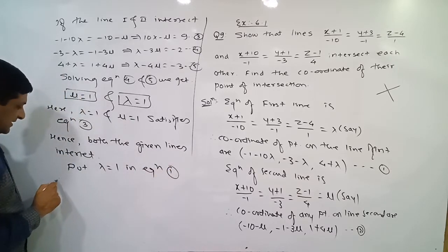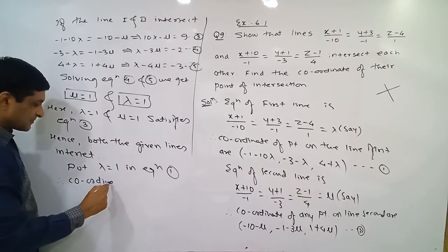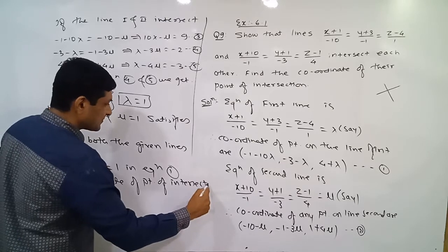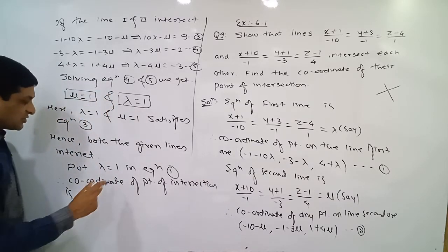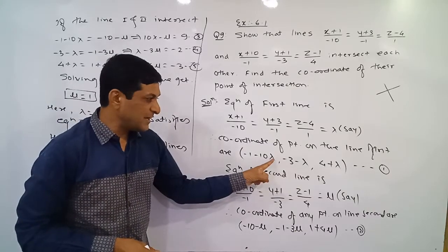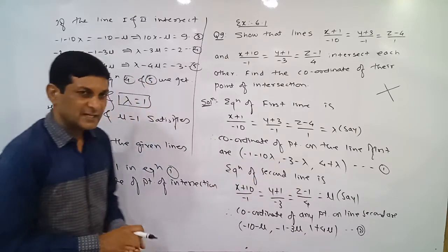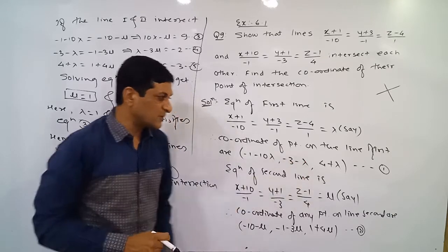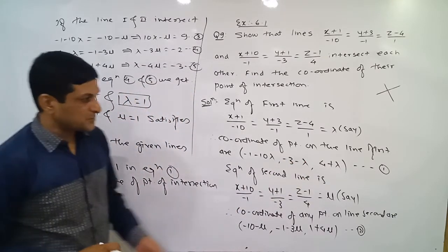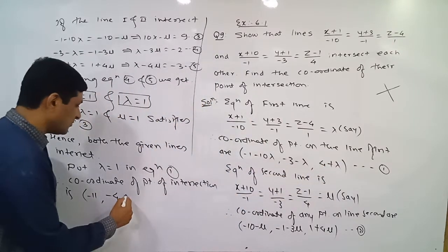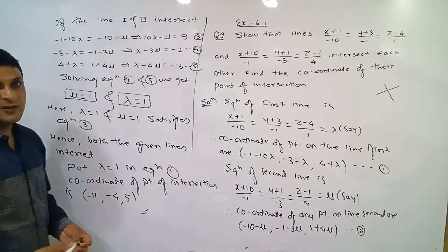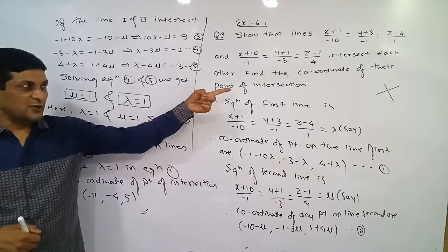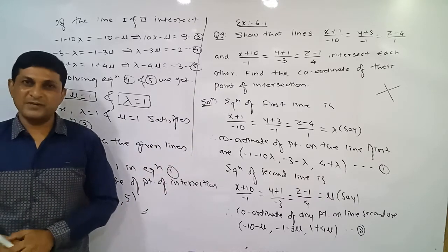So therefore coordinate of point of intersection is, let us check what we will get here. So if we are replacing lambda is equal to 1, minus 1 minus 10 will be equals to minus 11. Now again substitute lambda is equal to 1 here, minus 3 minus 1 will be equals to what? Minus 4. And lastly, substituting lambda is equal to 1, 1 plus 4 will be equals to what? 5. In this way we have got the coordinate of point of intersection also. So here we have shown that the two lines intersect, and later the question is to find out point of intersection. So we have got here coordinate of point of intersection also.